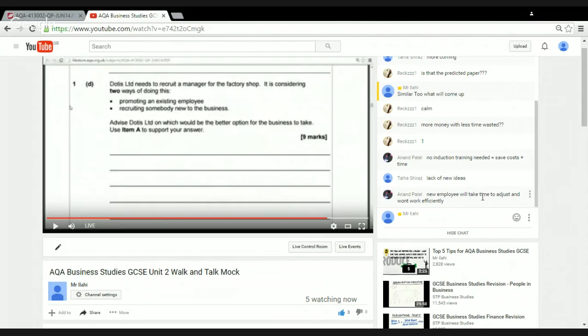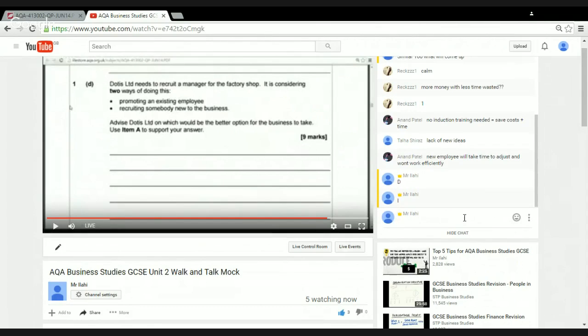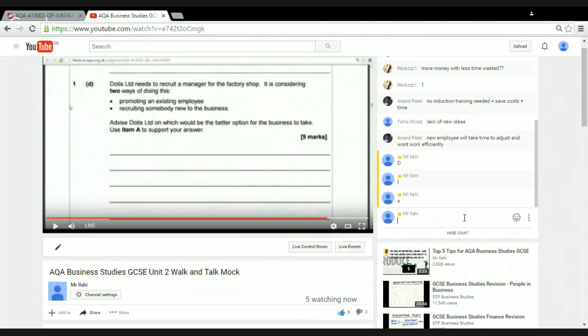A student brought up a good point. New employees will take time to adjust and won't work efficiently. So new employees will take time to adjust to the company, and it would take them too long to actually go about what they're going to do. Yeah. So if you expanded on that point for level 3, used it in context to the case study, full marks for that. And then for the evaluation, you would do DISCO M. Okay.